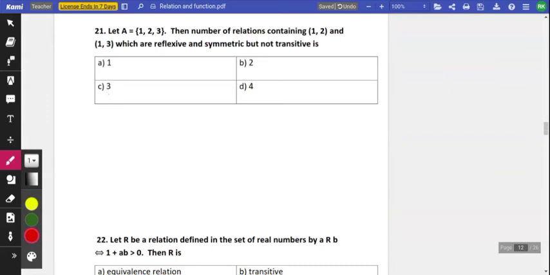In this question, you have to make a relation containing (1,2) and (2,3), and the relation is only reflexive and symmetric but not transitive. Okay, to make the relation reflexive, (1,1), (2,2), and (3,3) should belong to relation R for the given relation to be reflexive.